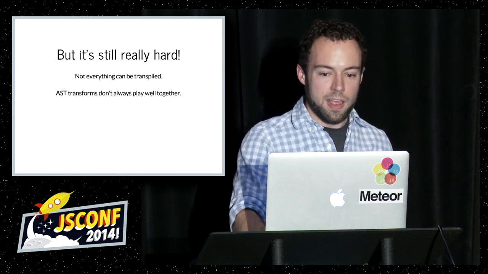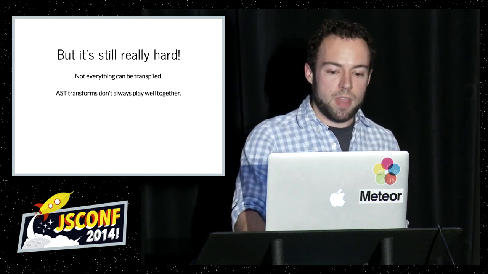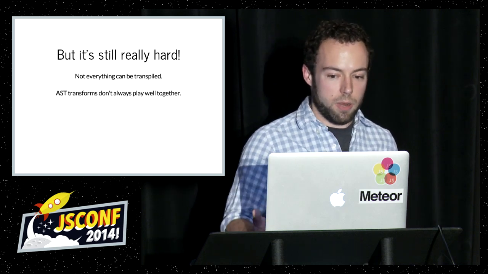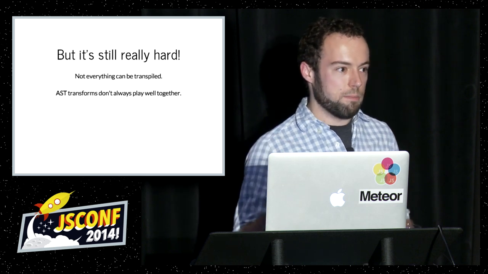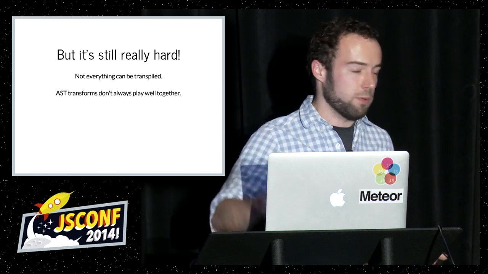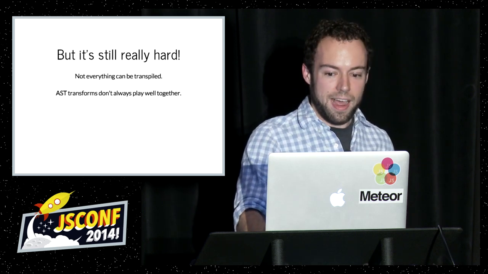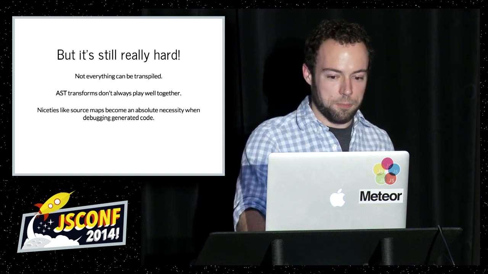Still really hard. Not everything can be transpiled. I don't know what to do with ECMAScript symbols. And AST transforms don't always play well together. Two transforms could be competing to be the thing that adds something to the first line of a function. And who wins? Well, you have to figure out which one should come first. You have to break that tie, and you can't really do that automatically.